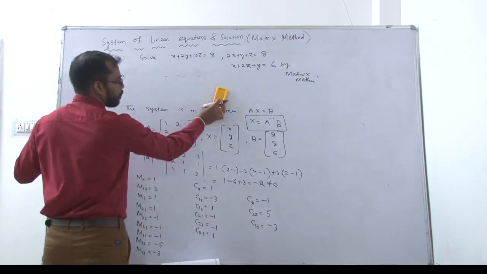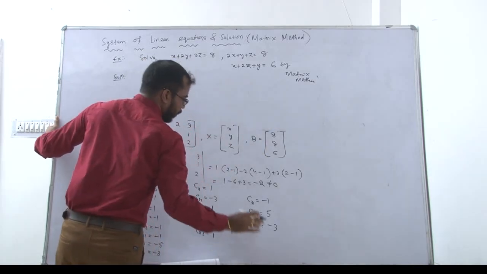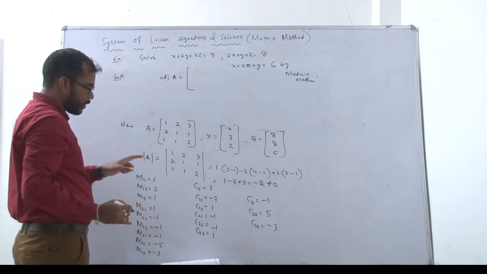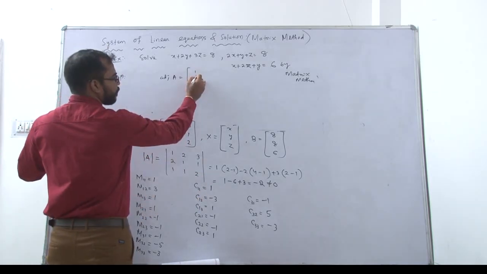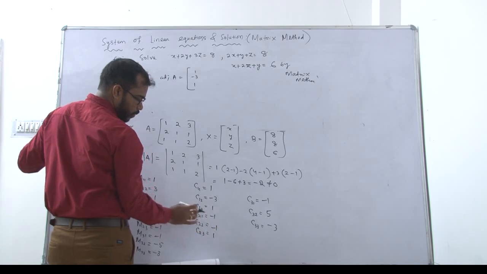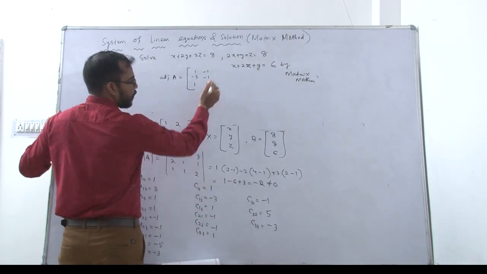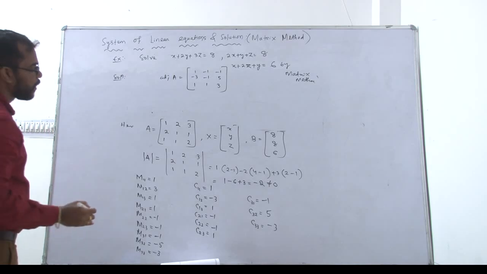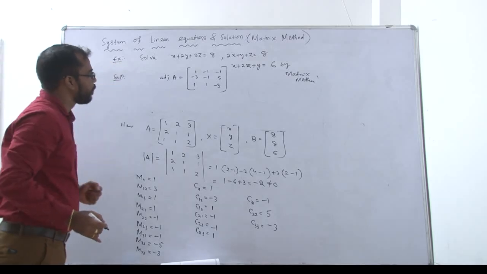So now we have to write the adjoint of A. So the adjoint of A is the first 3 elements, first column, that is 1, minus 3, 1. And the second 3 elements, that is minus 1, minus 1, 1. And the last 3 are in the third column, that is minus 1, 5, minus 3, sorry. So this is the adjoint of A.